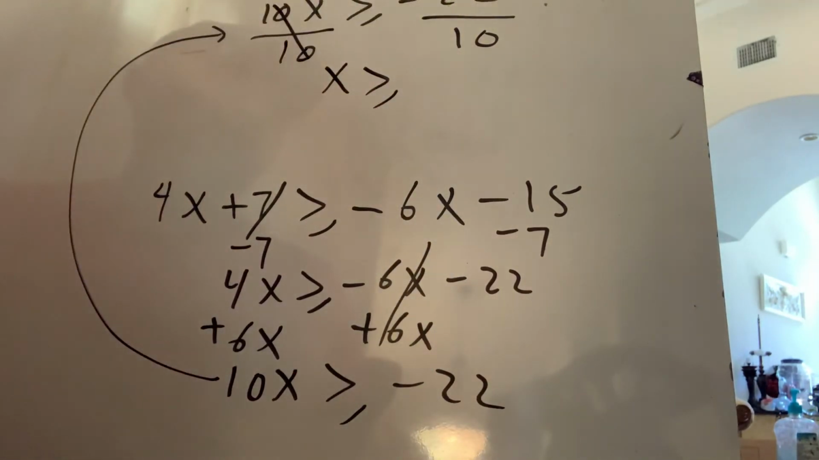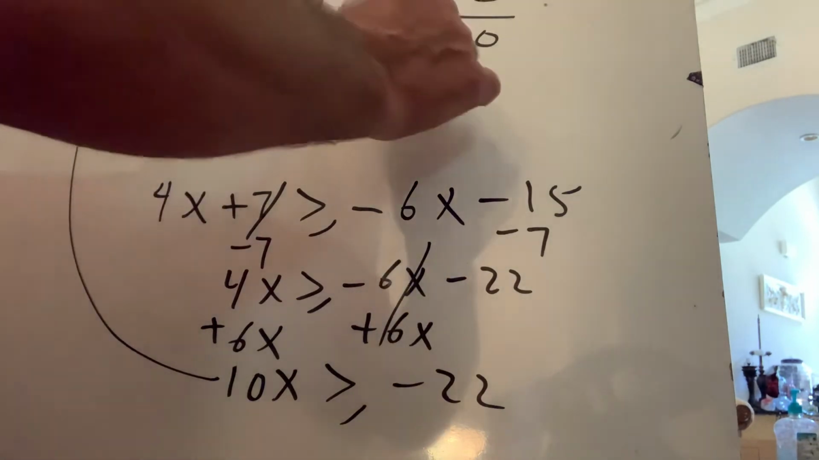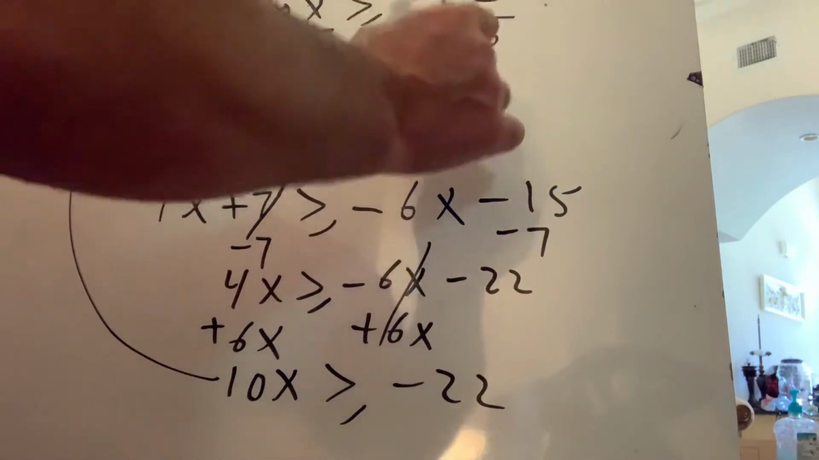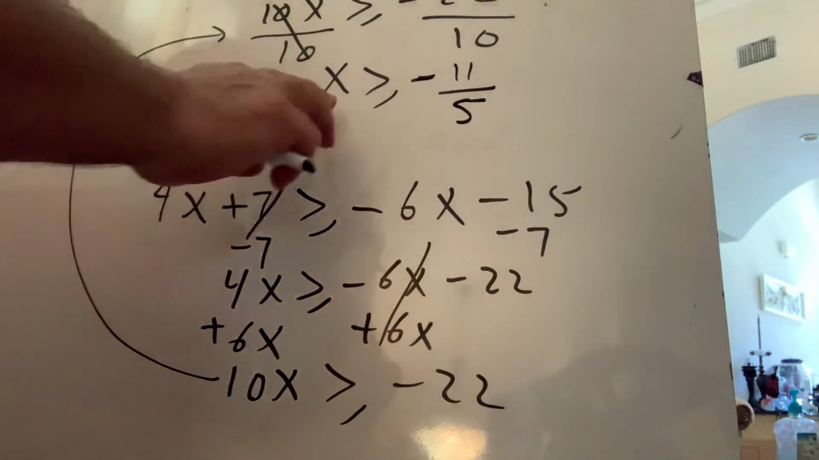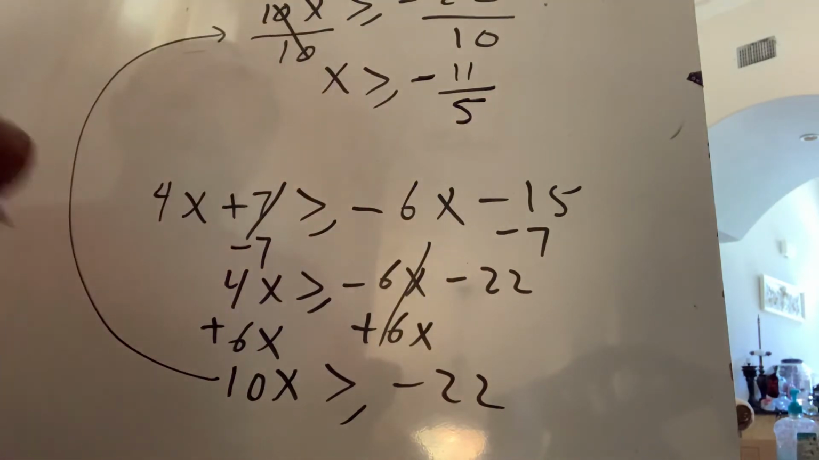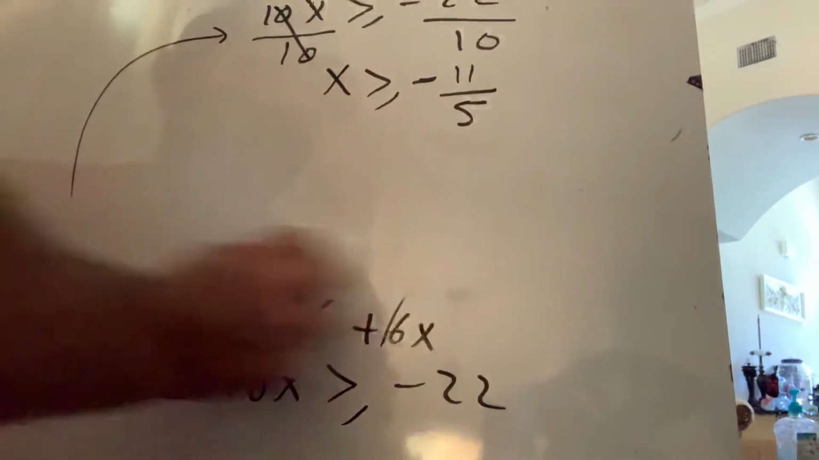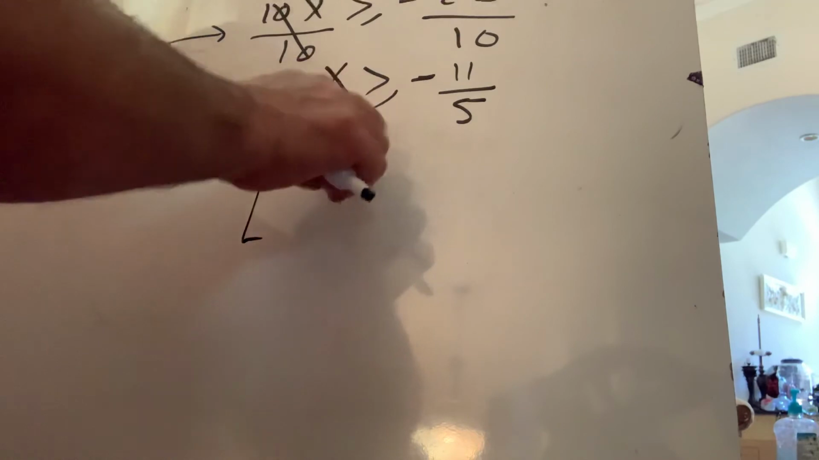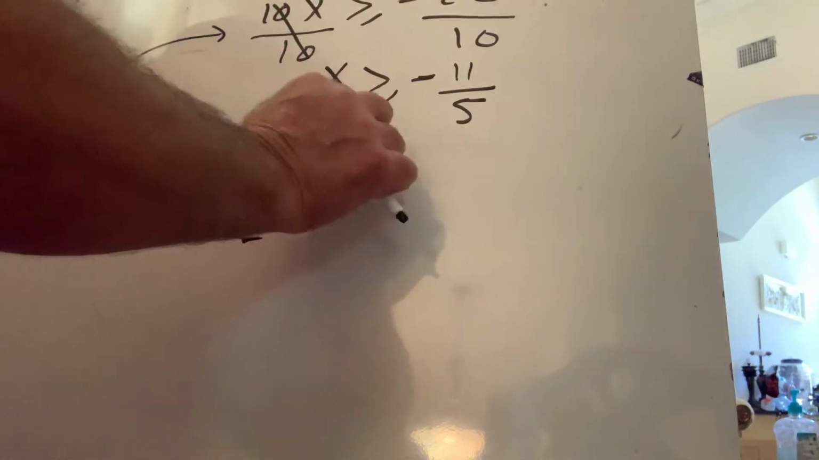22 and 10 have a common factor of 2. 2 goes into 22 11 times, and 2 goes into 10 5 times. So your solution is all numbers greater than or equal to -11/5. Now, they always want the answers in interval notation. So we're going to represent the solution in interval notation, which will be a bracket. It does include -11/5, that's why we use a bracket.